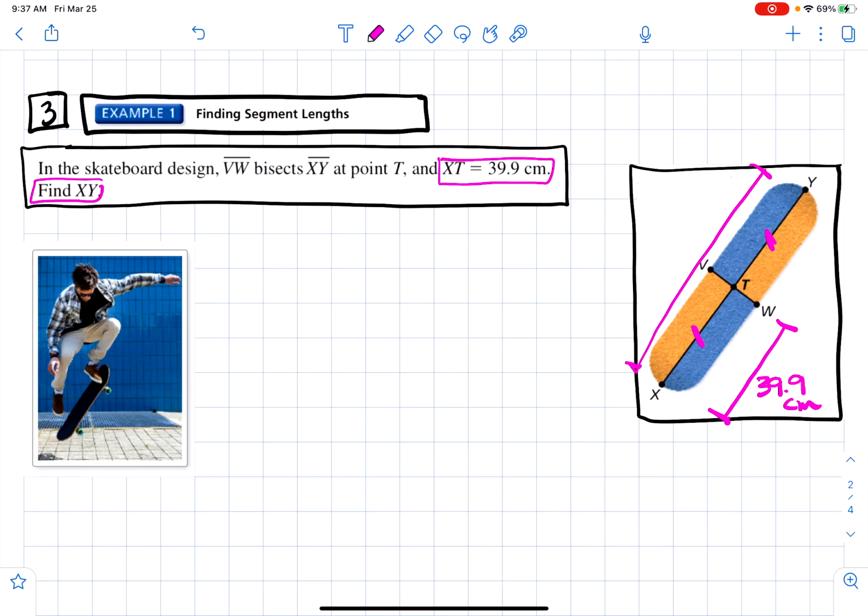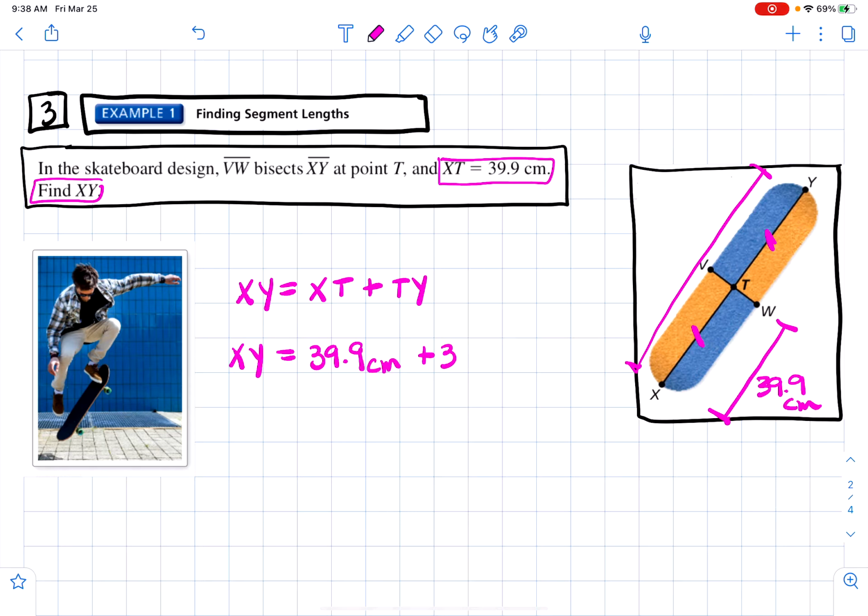Well, we can use the segment addition postulate, and we can say that the total distance, XY, is equal to XT plus TY. So the distance XY, the thing I'm looking for, is equal to 39.9, because that was given to me right there, centimeters. And since we know that VW bisects XY at point T, I know that TY is also 39.9 centimeters, because that's the definition of bisect, cuts it into two equal parts.